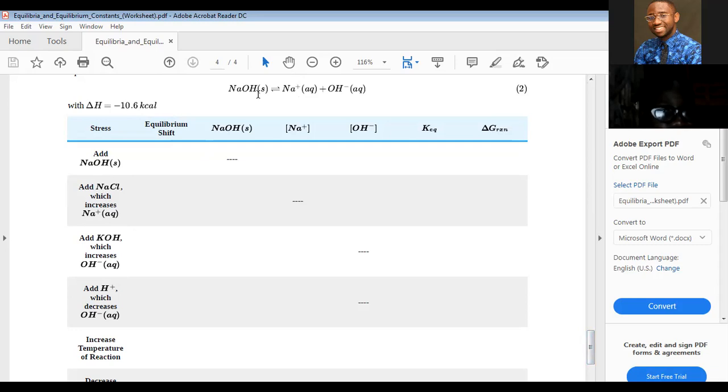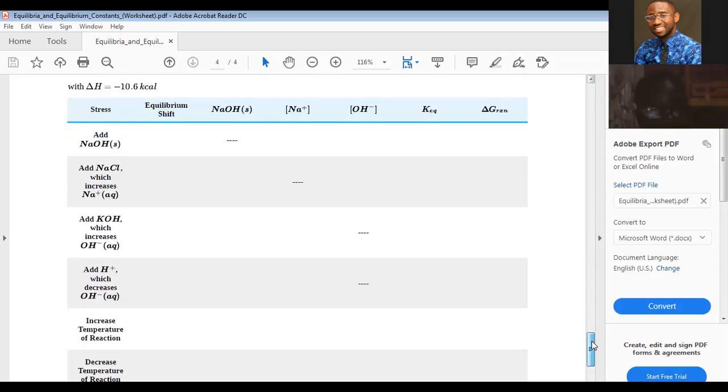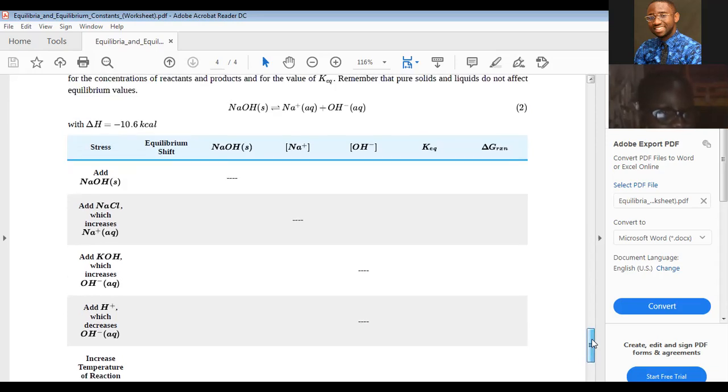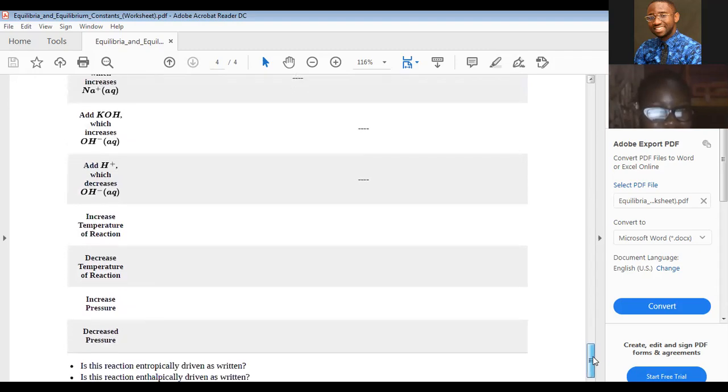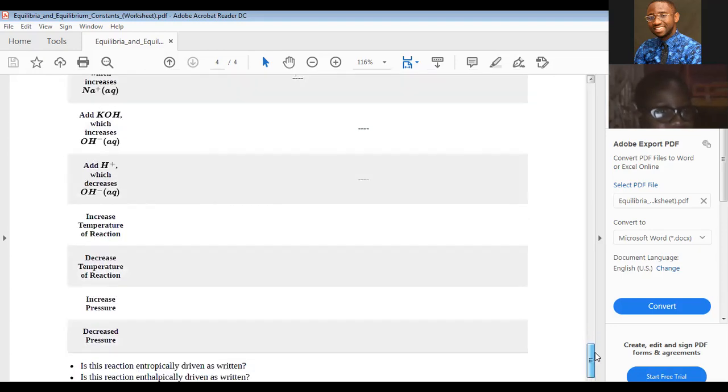Now, add KOH, potassium hydroxide, which increases hydroxide ion. Where will equilibrium shift to? To the left. Okay. Add hydrogen ion, which decreases hydroxide ion. Where will equilibrium shift to? To the right. Good. Okay. Let's come to increase in pressure. Where will equilibrium shift to?